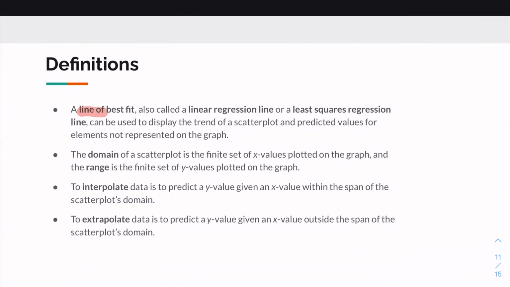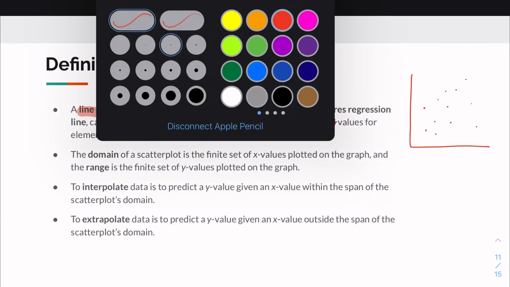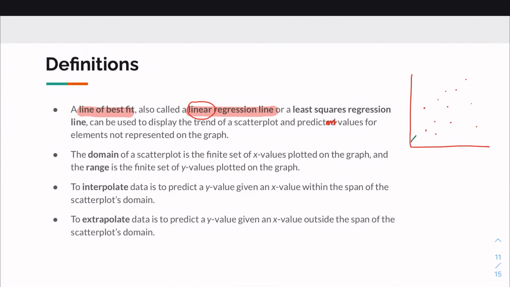And we're going to do this with a line of best fit, and sometimes it's called the linear regression line or least squares regression line, although that last one's not as common. And when we're talking specifically about linear regression, we're going to use this to display the trend of a scatter plot and make predictions about other elements not represented on the graph. Right? This should say just predict. Right? So if I have, maybe here's like my random scatter plot with a vaguely positive trend, my line of best fit is going to find some way to estimate, approximately what does this trend look like.